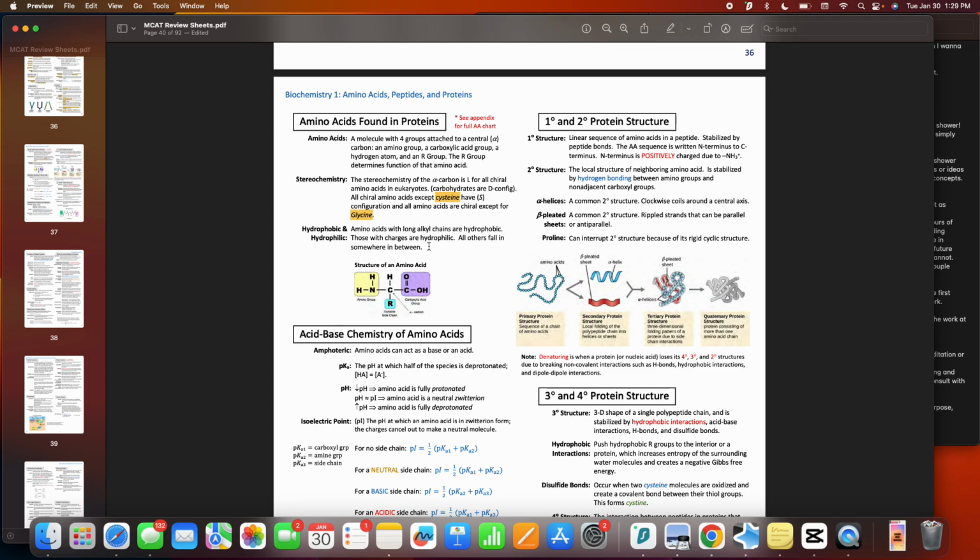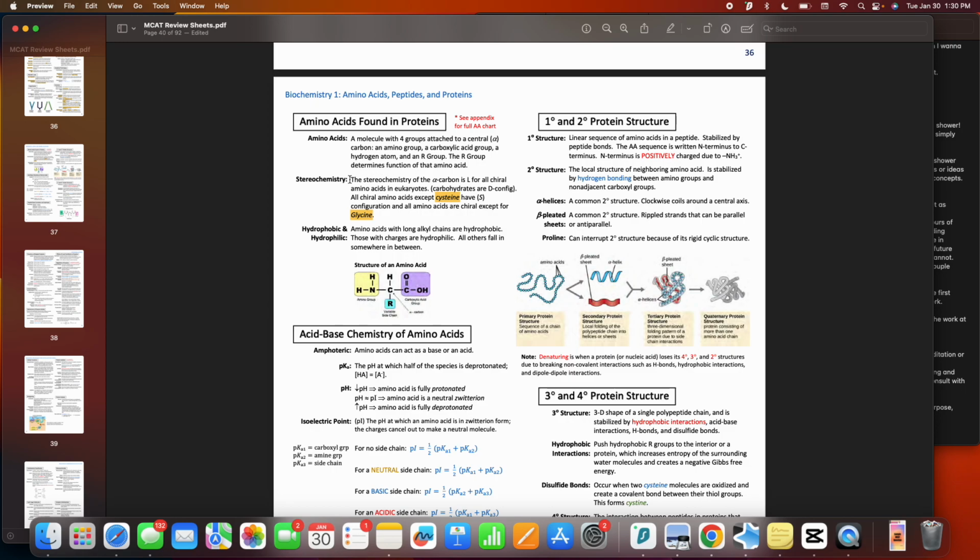Chapter 1 of biochemistry is all about amino acids, peptides, and proteins. We know that amino acids are found in proteins. Amino acids are molecules with 4 groups attached to a central alpha carbon. The central alpha carbon is attached to an amino group, a carboxylic acid group, a hydrogen atom, and an R group. The R group is the side chain that determines the function of that amino acid.